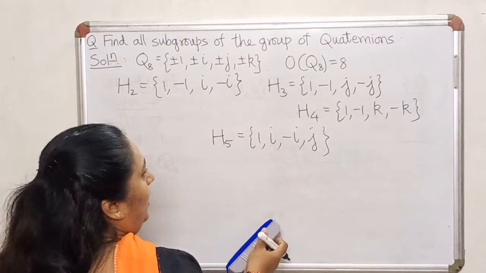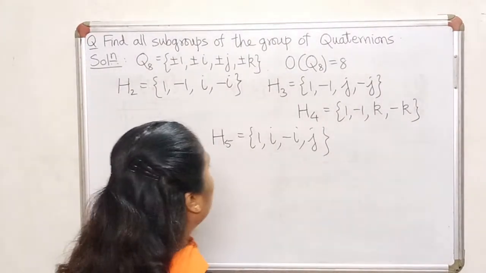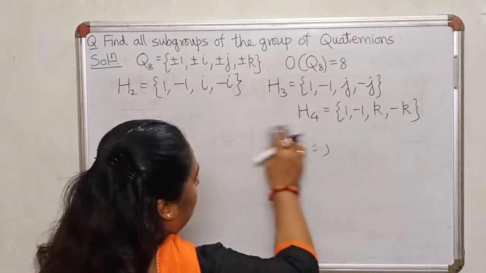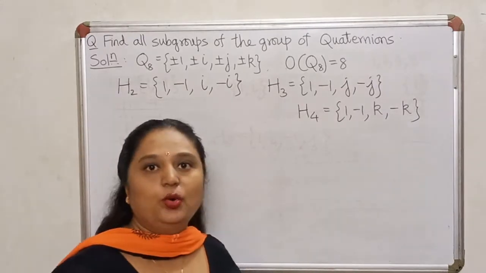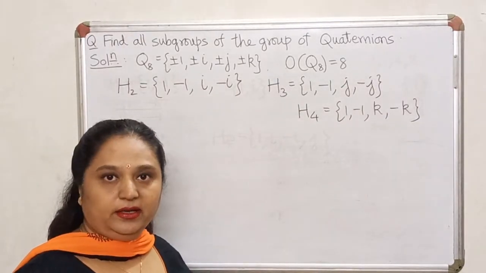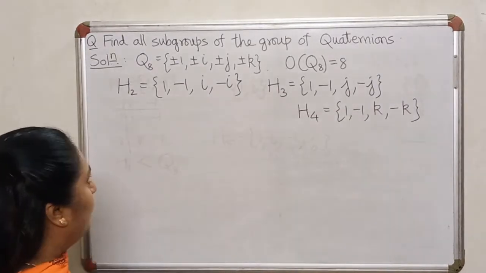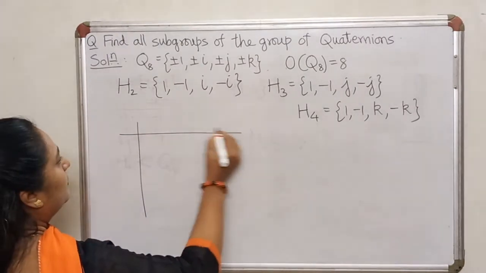The same way, you cannot have -j or k or -k for that matter. And you can try all other combinations. It's not going to work, and you can actually do that just orally and check. So these are three good candidates that I get for subsets of order 4. Let me now verify the property for H2.